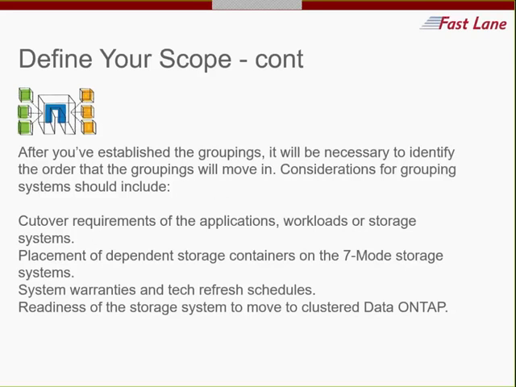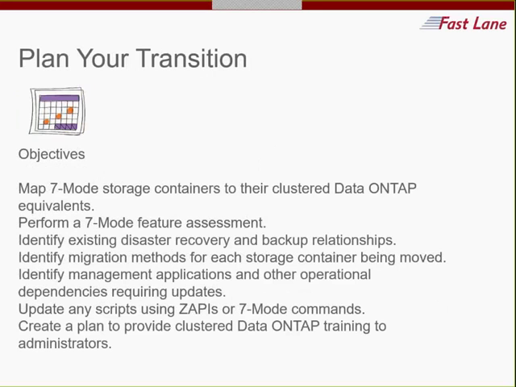And we also need to look at the readiness of the storage system to move to clustered ONTAP. So it is a case of processing through, understanding what you've currently got, and making an informed decision as to what you want to move, when you want to move it, and how you want to move it. And that would lead you into planning your transition. So we'll map the 7-mode storage containers to their clustered ONTAP equivalents, and perform a 7-mode feature assessment. So look at what features you currently use and make sure that they are licensed and still valid in a clustered environment.